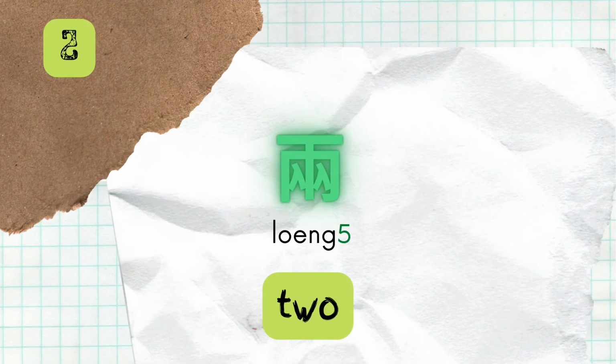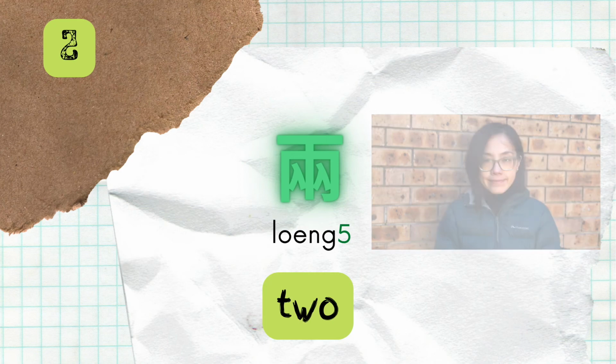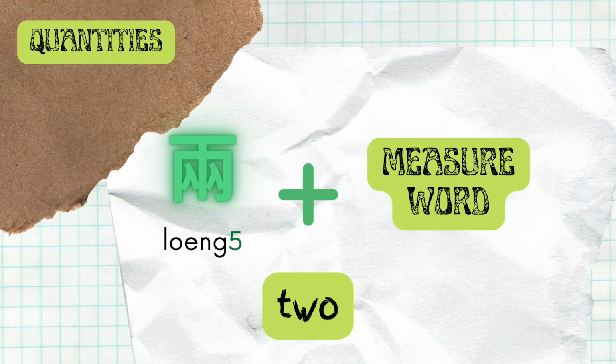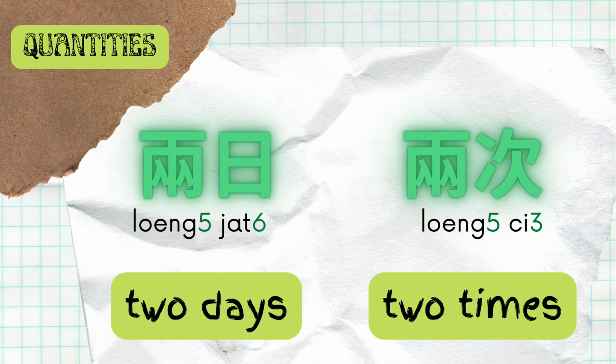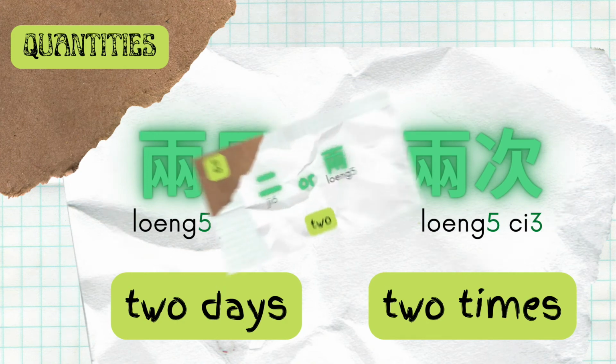Now, let's look at learn together. Learn. When we refer to quantities, we use learn with a measure word. For example, 兩日 2 days and 兩次 2 times.